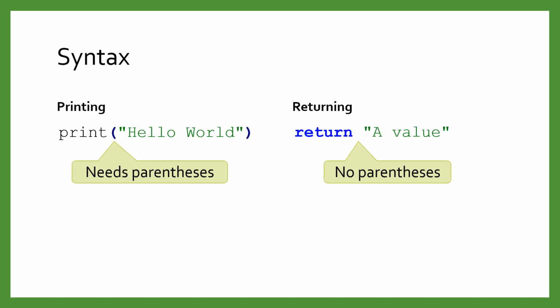Let's look at the syntactic differences between printing and returning. Return is a special keyword statement. Print is a built-in function. This is why print needs parentheses and return does not. Code inside of a function can print, return, or both. But code outside of a function can only print, because it cannot return.